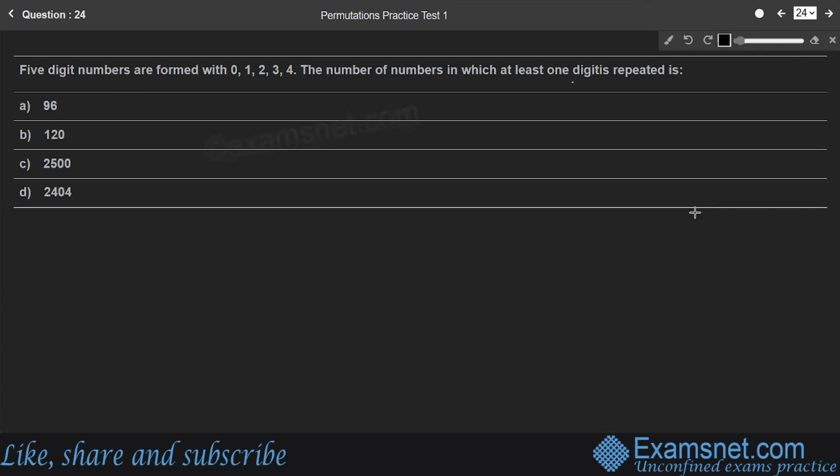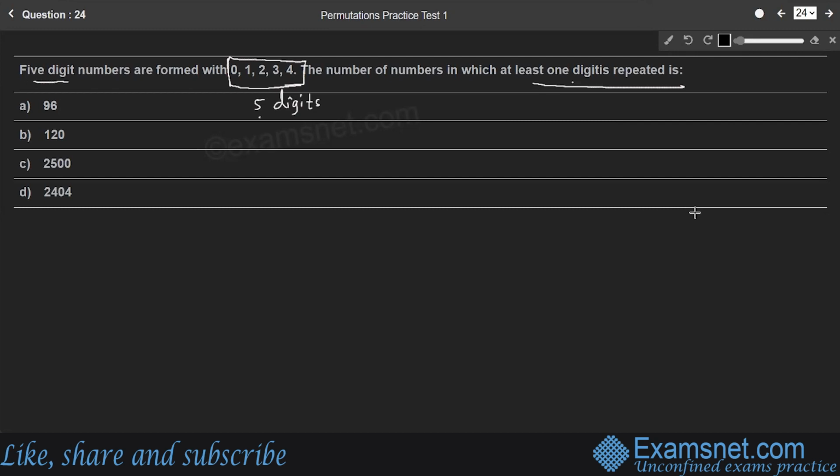Question number 24. 5-digit numbers are formed with 0, 1, 2, 3, and 4. The number of numbers in which at least one digit is repeated is. So here, students, we need to form 5-digit numbers using these 5 digits, 0, 1, 2, 3, and 4, right? So first, let us find the total number of 5-digit numbers formed by the given 5 digits. So we have to find the number of non-repeated numbers, right? So 5-digit numbers in which the digits are non-repeated.